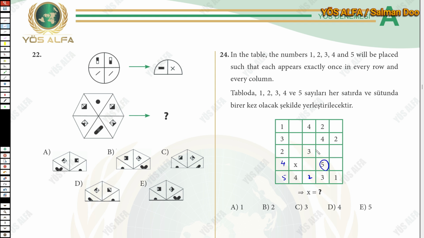1 and 5 are missing, so 5 is already there, so this one is 1, that is 5. If this is 5, this one is 1, and what is missing? 1 and 4 already given, so we're left with 2, 3, and 5. Since 2 and 3 are both here, so this one has to be 5. If this is 5, what's left is only 2 and 3, but 2 is already here, so this has to be 3. That means x has to be 2. So the answer is B.